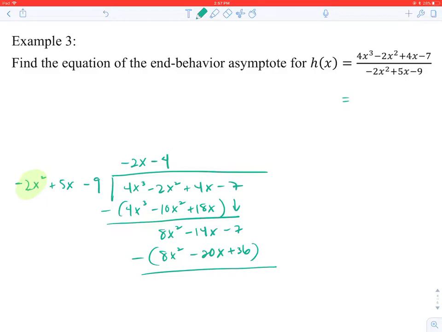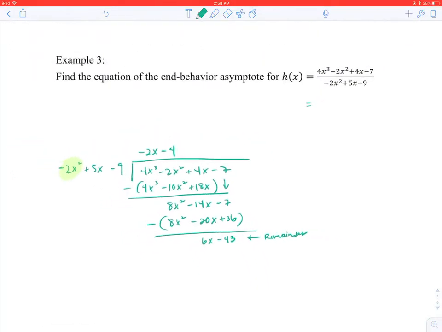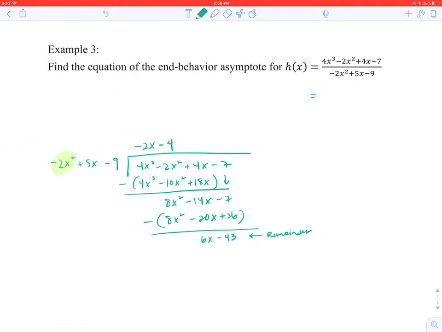Then we subtract. So that'll give us 6x minus 43. Now if we go and try and figure out, okay, what times negative 2x squared would give us 6x? There's nothing. This is actually our remainder. Okay, so we can rewrite h of x. I'm going to do it down here so I have more room. We can rewrite h of x as negative 2x minus 4.